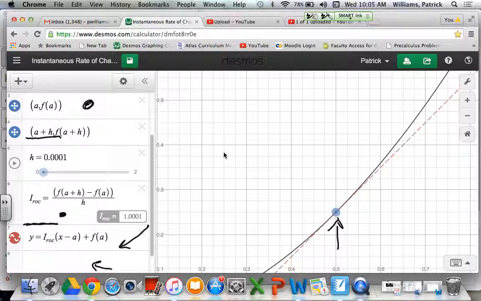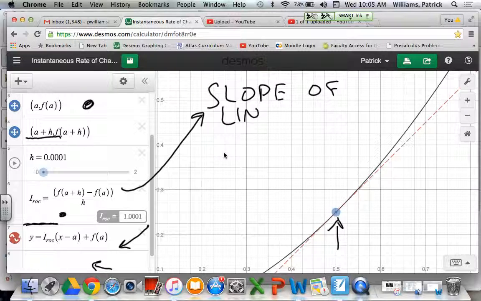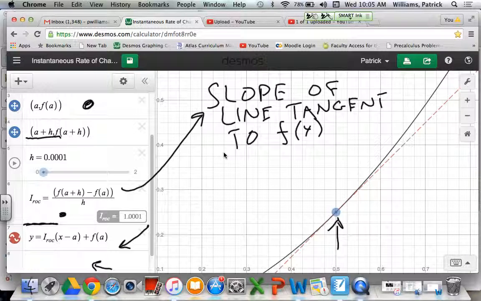Instantaneous rate of change, from this video, is going to be the slope of the line tangent to the curve, so tangent to f of x at x is equal to a. That is specifically what the instantaneous rate of change of f of x at x equals a is giving us. It's giving us the slope of that tangent line.